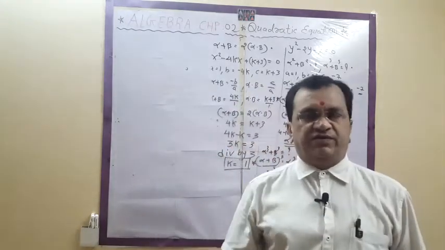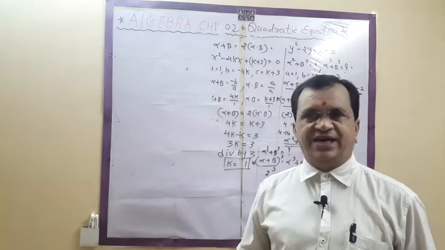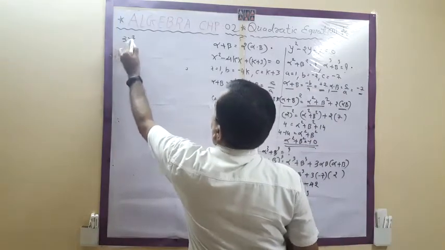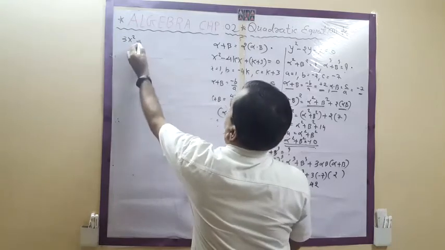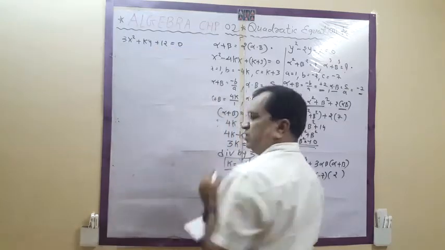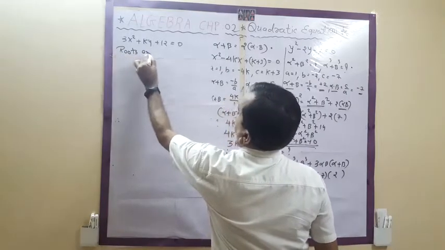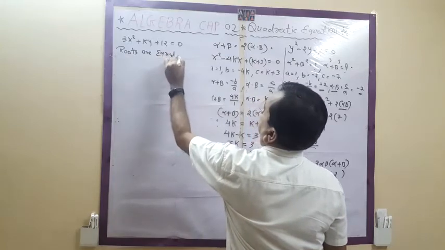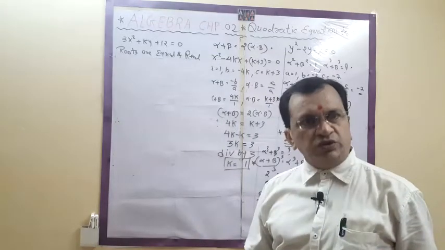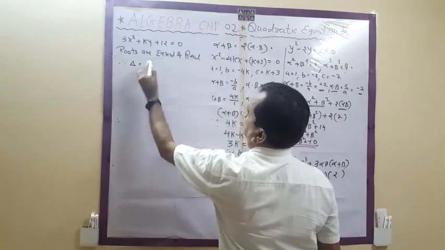Now, roots are real and equal. This is a very important topic. From this exercise, generally they ask in the SSC board exam this type of question. For example, 3x square plus kx plus 12 is equal to 0. What is given? Roots are equal and real. It is given that roots are real and equal. Therefore, you can write delta is equal to 0.